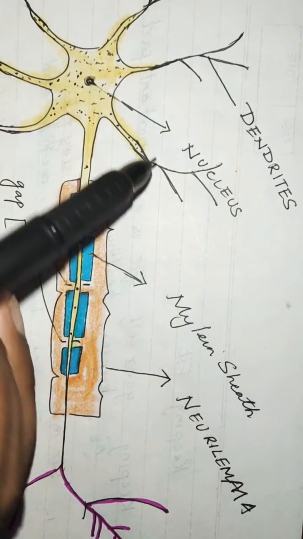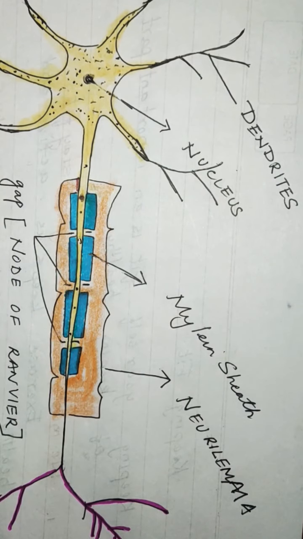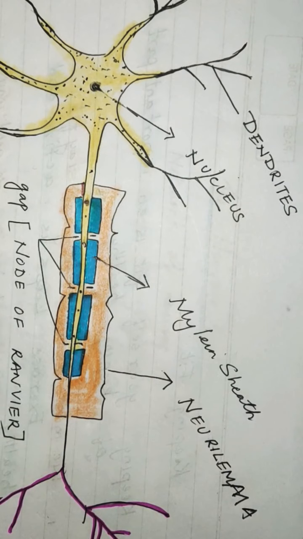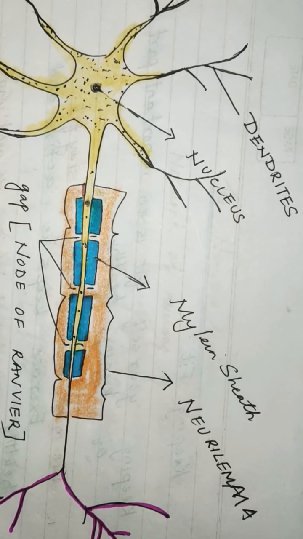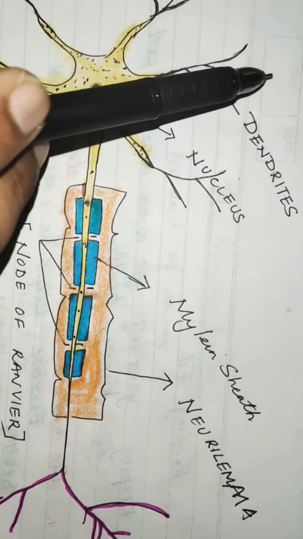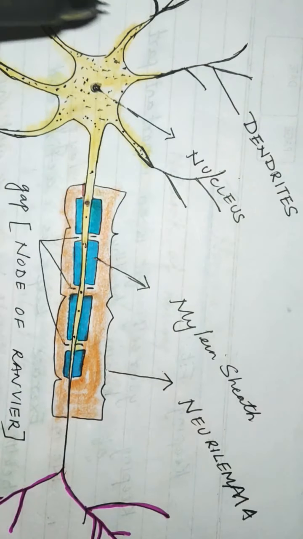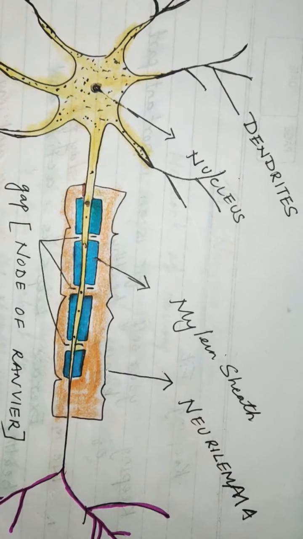Cyton has cytoplasmic extensions, which give rise to thread-like structures called dendrites. So what is the function of these dendrites? These are branch-like structures that receive messages from other neurons and allow transmission of messages to the cell body. So this will receive and will transmit to the cell body.